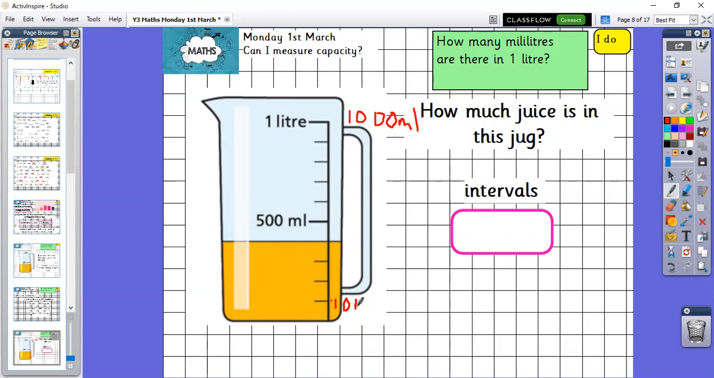Okay, so in that case, how much juice is in this jug? Let's see if we can work it out. Each of these is worth 100 milliliters. So we've gone 100, 200, 300, and then the line that the juice stops at is actually 400 milliliters. When I write down an amount, I write down the number, but then I also write down my unit. In this case, it's an M and an L, so milliliters.